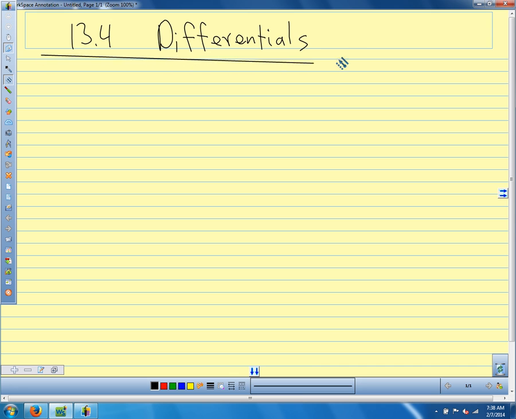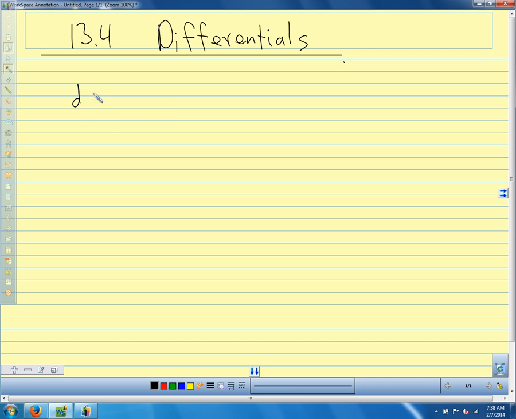So we're in section 13.4, and we're going to talk about differentials. If we remember back, it was probably quite a while ago, when we learned single variable calculus, we talked about differentials for a single variable function, and we said that dy, our differential, was f prime of x dx, and we could use that as a linear approximation.